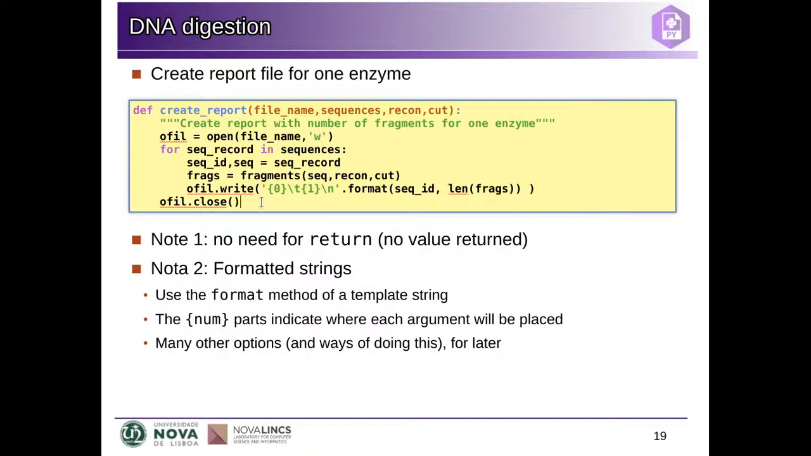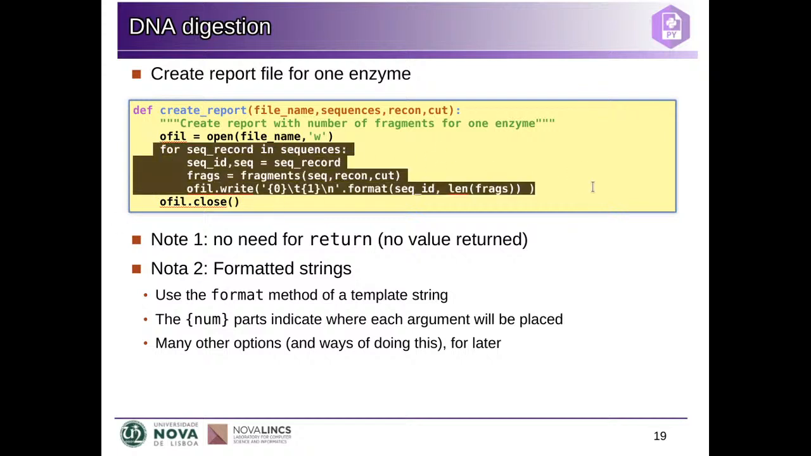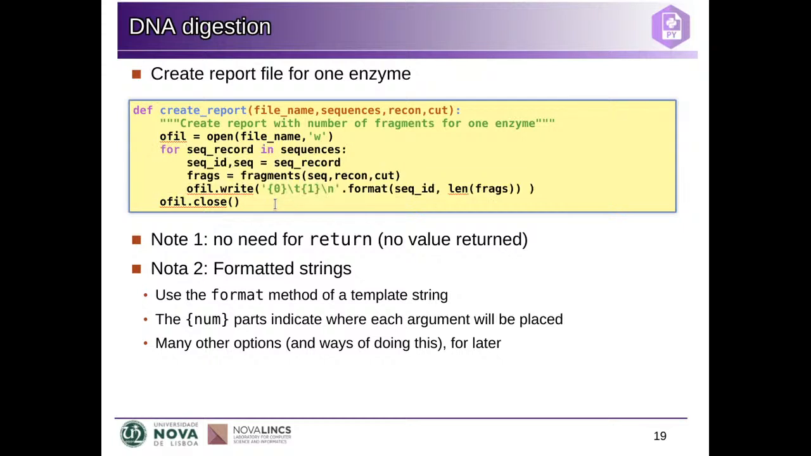So then at the end of the loop, once we go through all the sequences, we just close the file. Note that we don't need a return here because this function doesn't actually return anything. It just creates the file. So we don't have a return statement, and once the function ends, it returns with a None value.